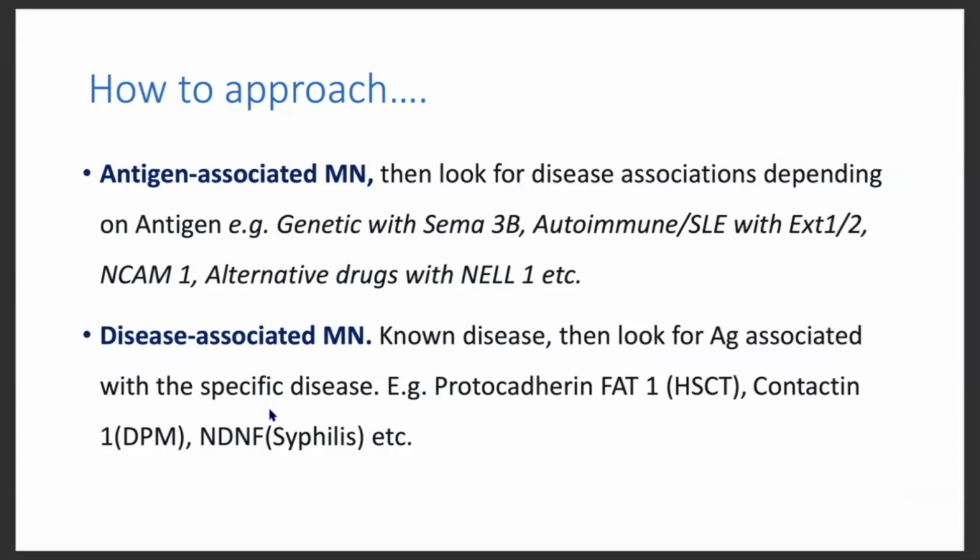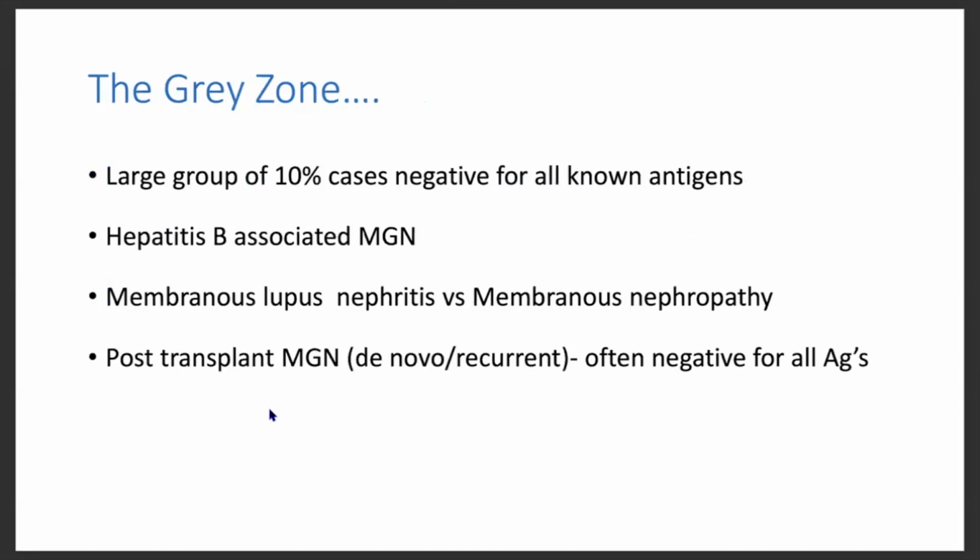And these are the two approaches which will give you the best results in the shortest time, instead of going all out in all the cases. And as you must have realized by this time, there is a big gray zone still there. There is a large group of around 10 to 20% of cases which are negative for all known antigens.